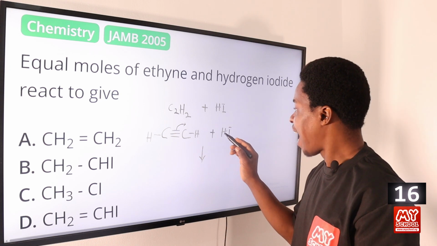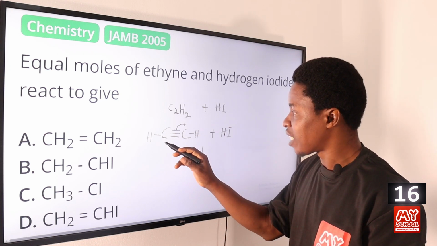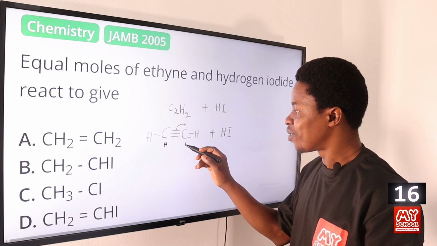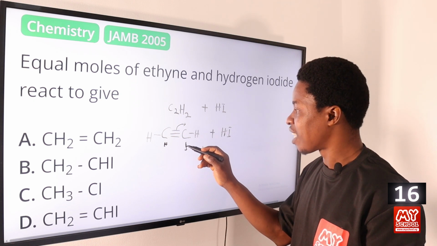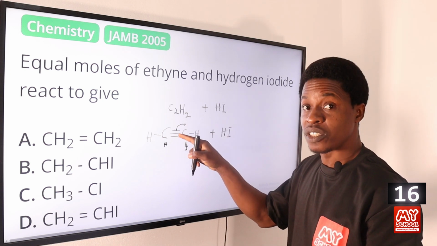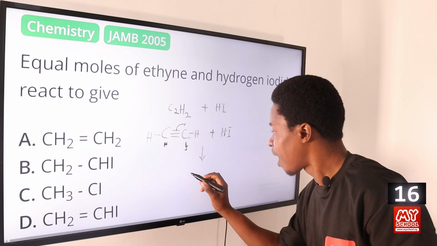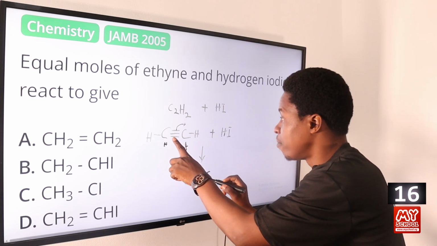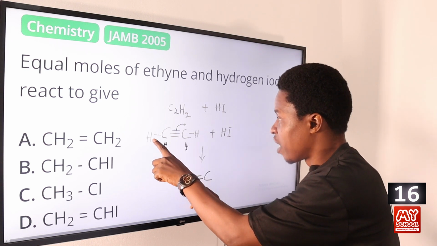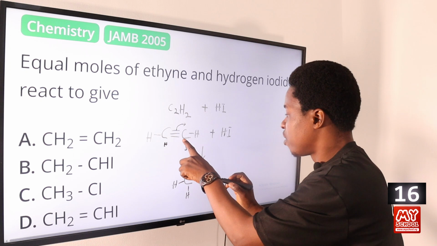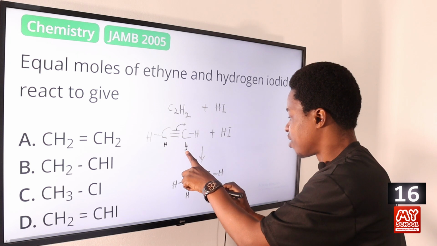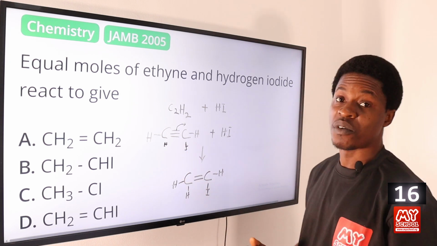So this hydrogen will come to this carbon and attach here, then the iodine will attach to the other carbon that is here. But don't forget that this bond is already open, so we are left with 2 bonds here, so a double bond is formed. This hydrogen bonds with this carbon, but there was a hydrogen here before. So the iodide comes to this place. This is what we have as the product.